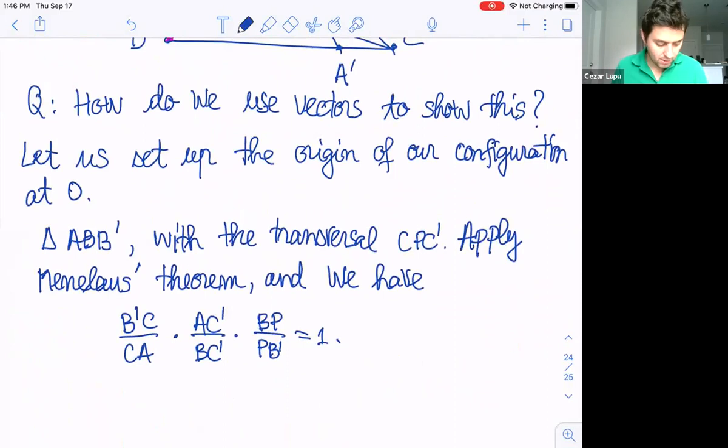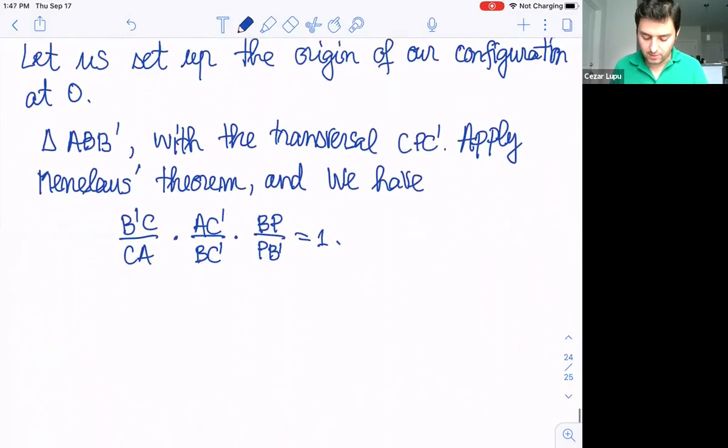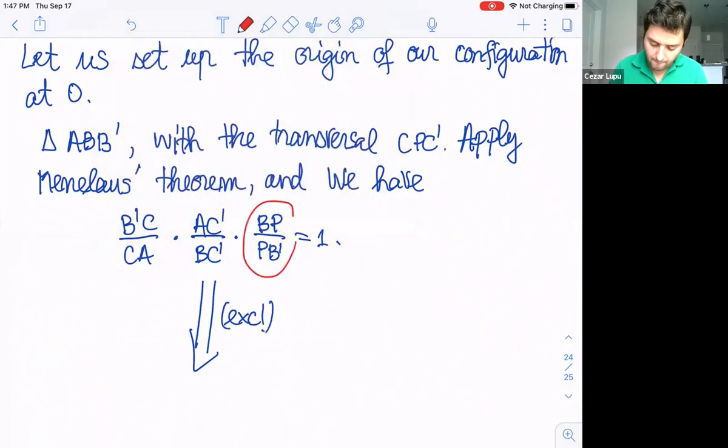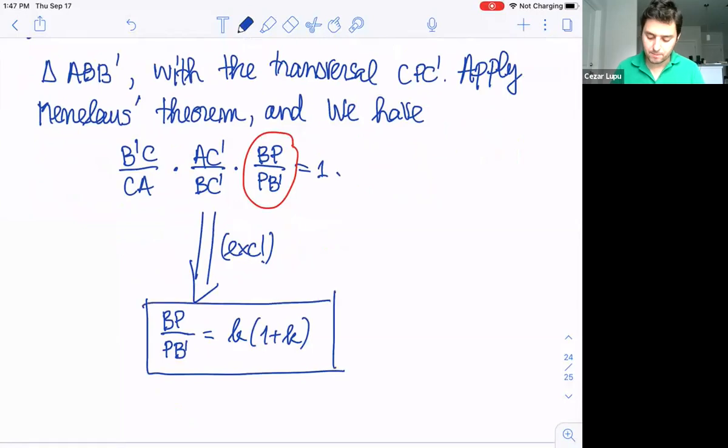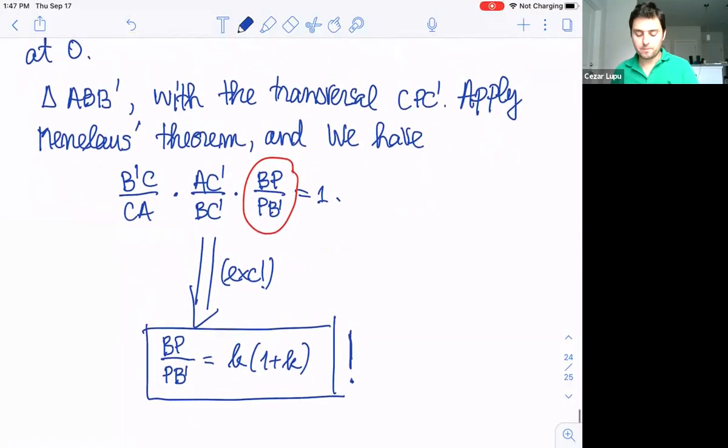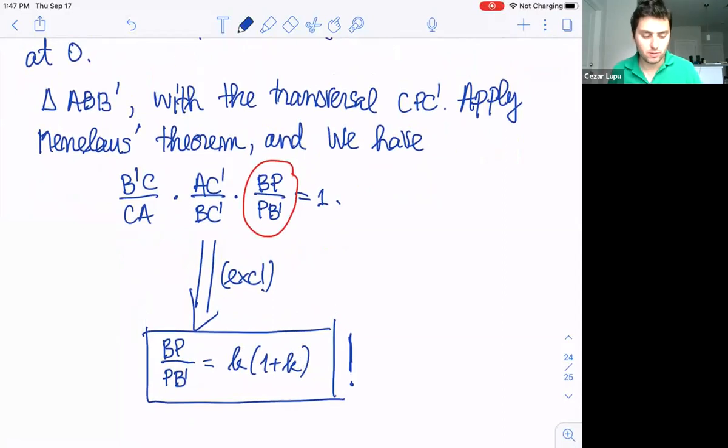Anyway, all right. And now let's look at this. So we know a bunch of them. I'm going to leave it to you as an exercise to show that from here, since I've done this problem and the computations, it will follow that BP over BB prime is nothing else than just k over 1 plus k. I'll leave this to you as an exercise too. It's very easy to show.